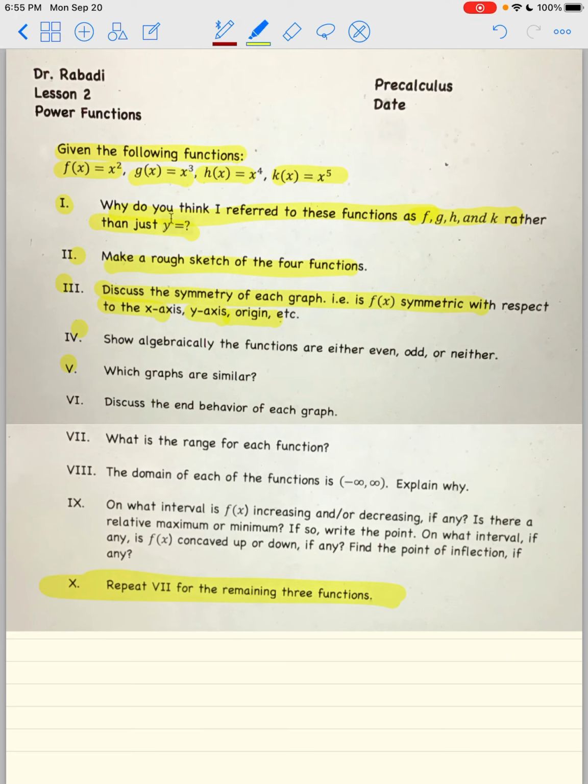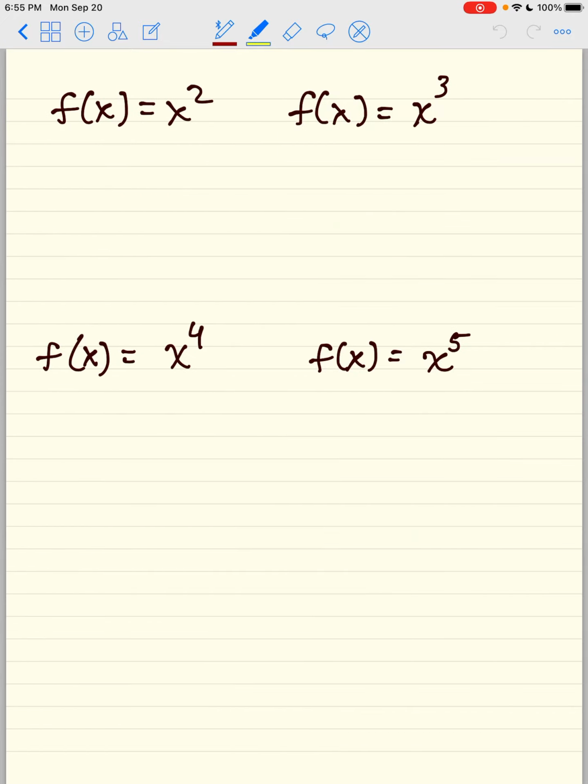Show algebraically that they're even or odd, or neither. Well, we already discussed that neither was not an option. So let's show algebraically that they're even or odd. Let's start with this one here. Do you remember how to figure out even and odd? We're going to substitute a negative x.